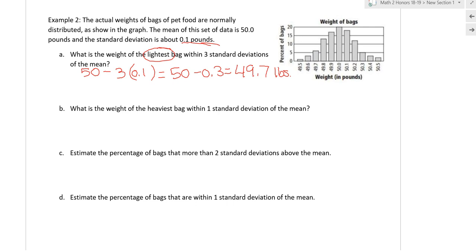What is the weight of the heaviest bag within 1 standard deviation? So heaviest, so I'm going to add the standard deviation. 50 plus 1 standard deviation is 0.1. Estimate the percentage of bags that are more than 2 standard deviations above the mean. So now again, I have to count up all my totals.